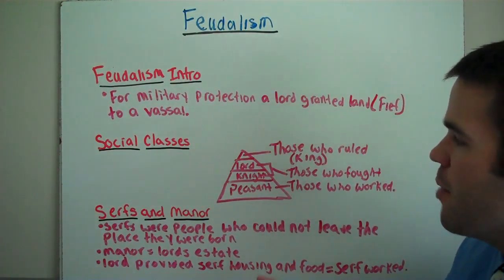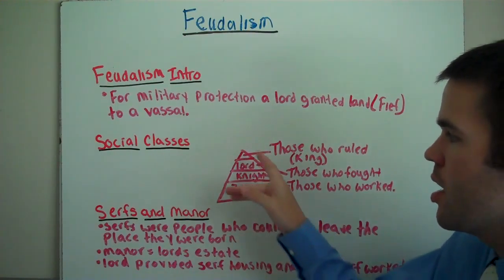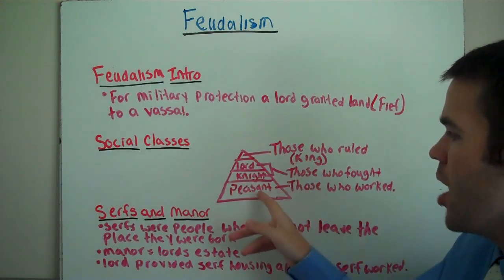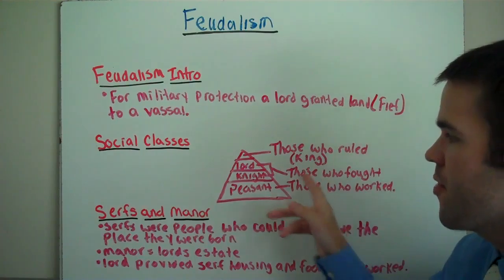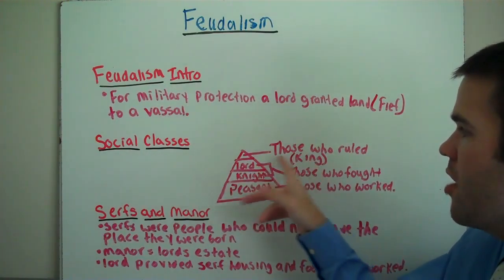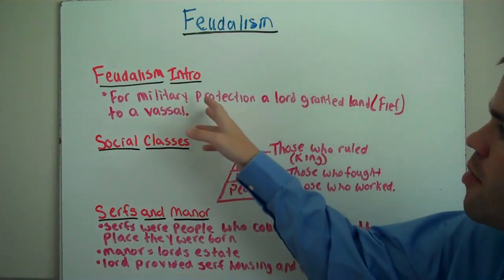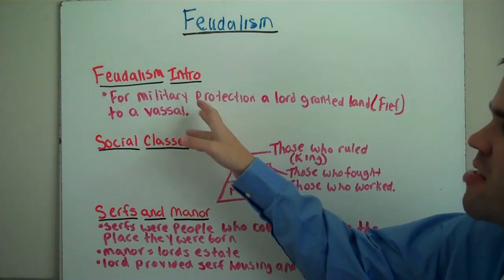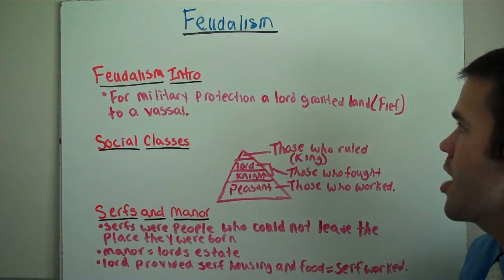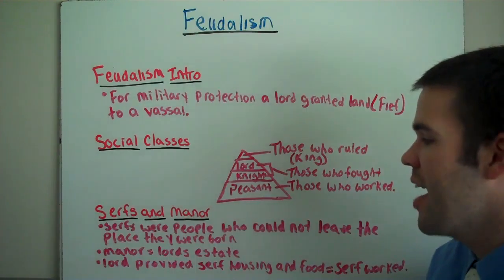So, today we have talked about the feudalism pyramid. Those who worked at the bottom, which would be a peasant, those who fought, the lord and the knight, and those who ruled, the king. The definition for feudalism is: for military protection, a lord granted land, a fief, to a vassal.